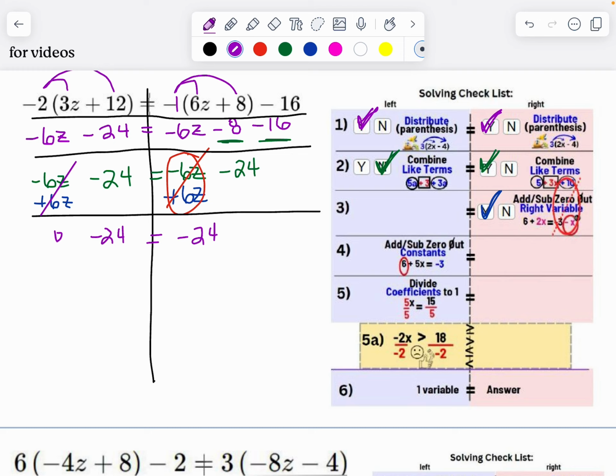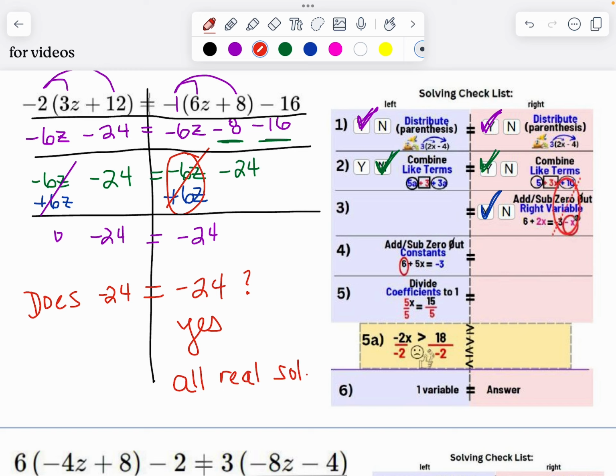And we're going to ask ourselves, does -24, because that's really the only thing left on this side, equal -24? Yes, right? Those are equal numbers. We're going to say yes. Because they're equal, this is all real solutions. What that means is that x can be anything, or z in this case, right? Z, if you put a 0 in there, it's going to be equal. If you put a 5 in there, it could be equal. So z could be any number. So my answer is all real solutions.